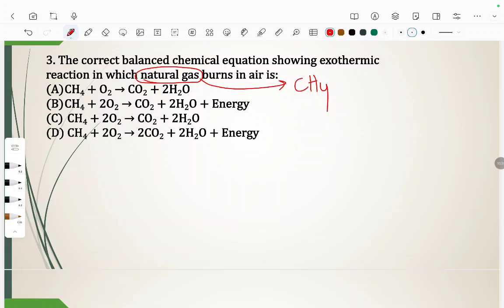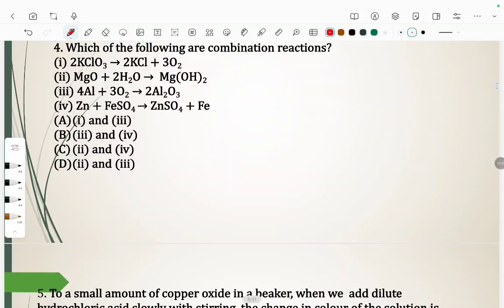Like in one reaction, it is given CH4. In another reaction, he or she can give you carbon. And students mostly get confused between methane, CH4, and carbon. Carbon is meant for coal. Okay. So which is the balanced chemical equation here? Yes. So option number 2 is absolutely correct. Let's move to the next question.